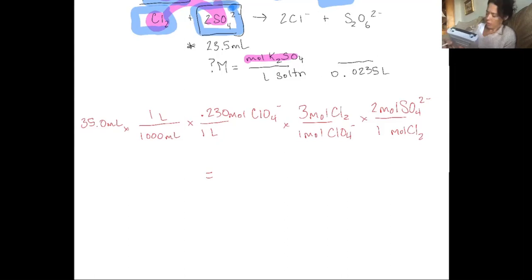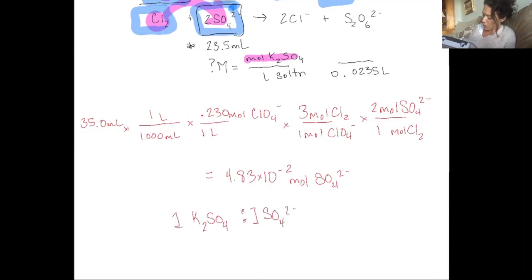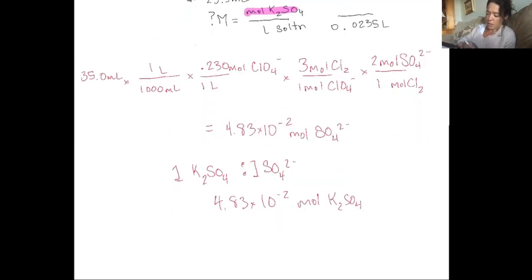I hope I did that right. I've got 4.83 times 10 to the negative second moles of sulfate, right? And potassium sulfate and sulfate are in a 1-to-1 ratio. So therefore, I have 4.83 times 10 to the negative second moles of potassium sulfate. Make sure I did my math right. I encourage you to do the same thing because it's easy to make silly mistakes.